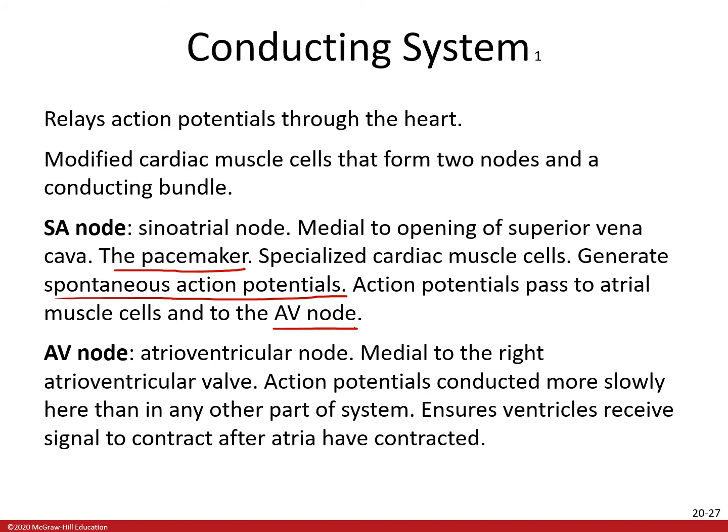Speaking of the other node, which is the AV node, it is going to produce action potentials much slower than in any other part of this particular system, and that's going to ensure that the ventricles receive a signal to contract after the atria have contracted. So if that gets thrown out of, I guess, pace, that's not going to be a good thing.